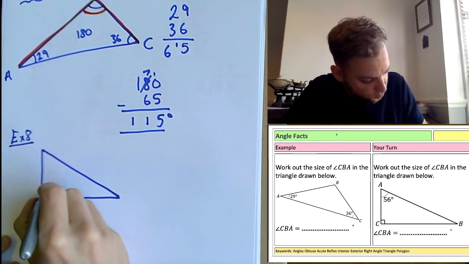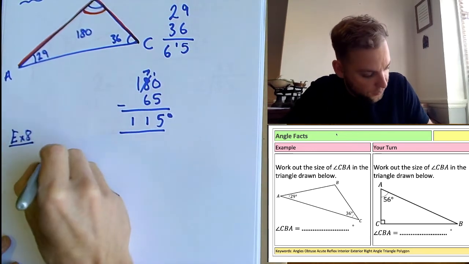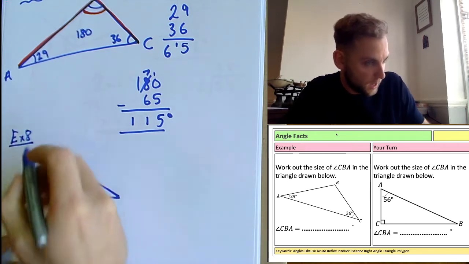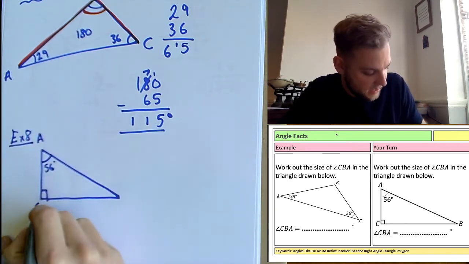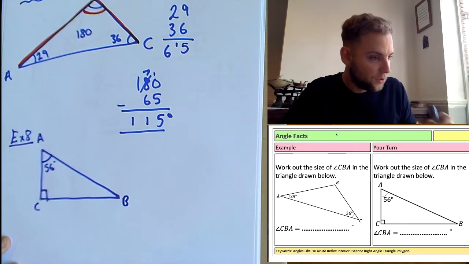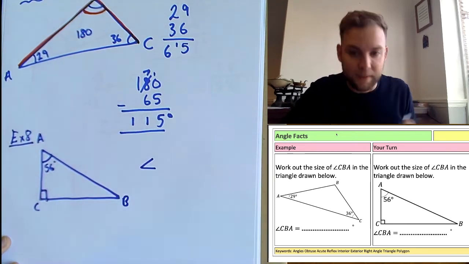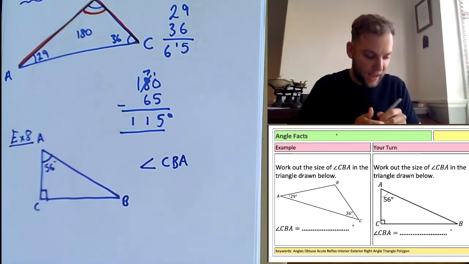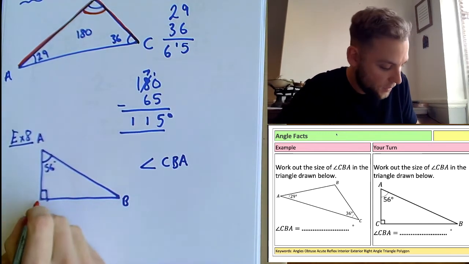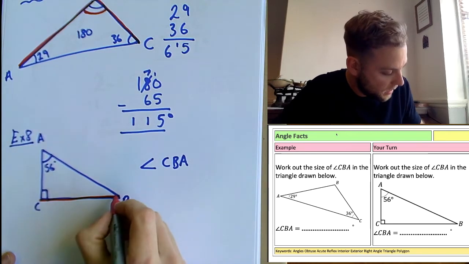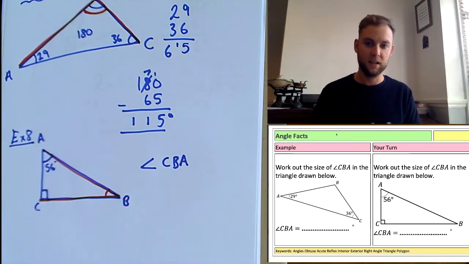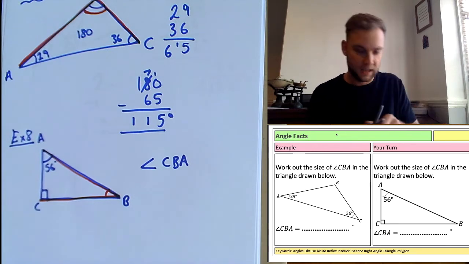So I've got this right angle in the corner here. I've got this angle here, which is equal to 56. And I know it's A, C, B. Now the angle they want is angle C, B, A. So from C to B to A, which is this angle here. Okay? From C to B to A.